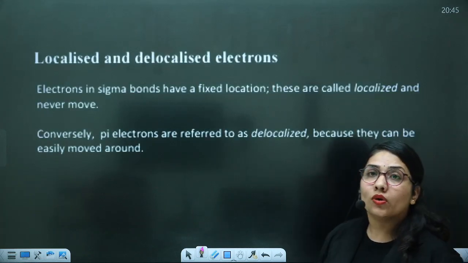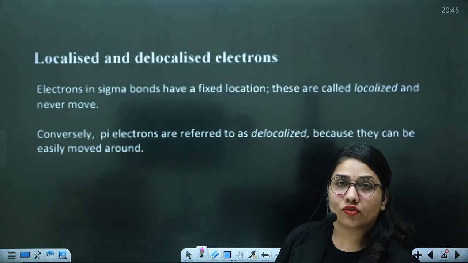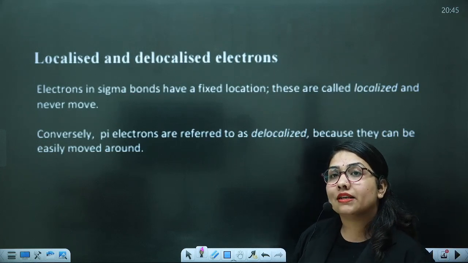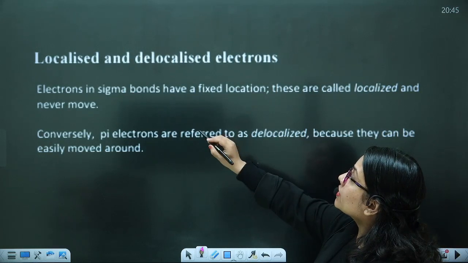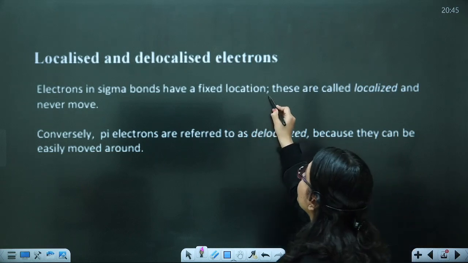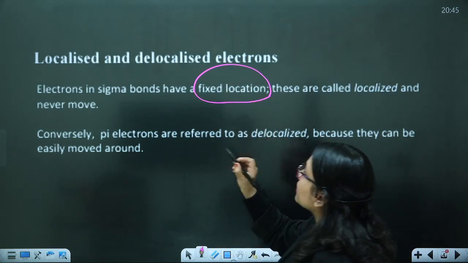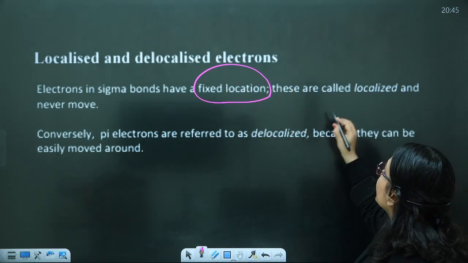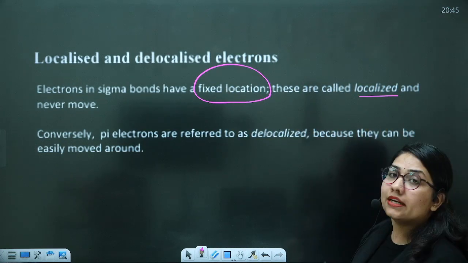Now come to localization and delocalization of electrons. So what is a localized electron? Let's see. Electrons in sigma bonds have a fixed location. Electrons having a fixed location are called localized. These are called localized and never move.